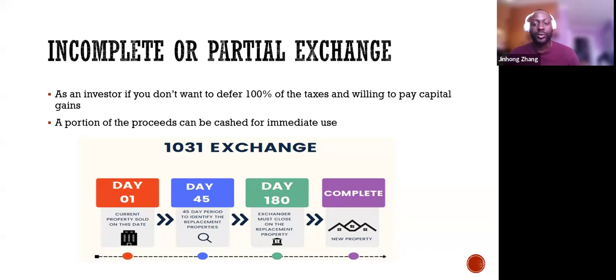So you'll pay capital gains just on that portion, and the remaining amount must be invested in another property, and then that will continue the deferral, and you won't have to pay any capital gains or taxes on that portion. So the portion of proceeds will be available for use immediately, and the rest must go into the next property that you've chosen to invest in.